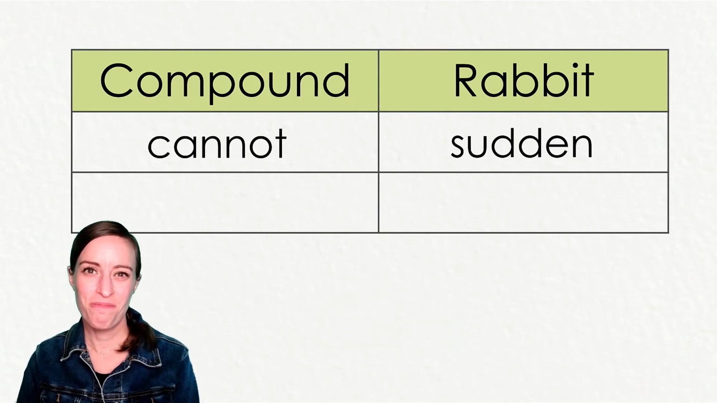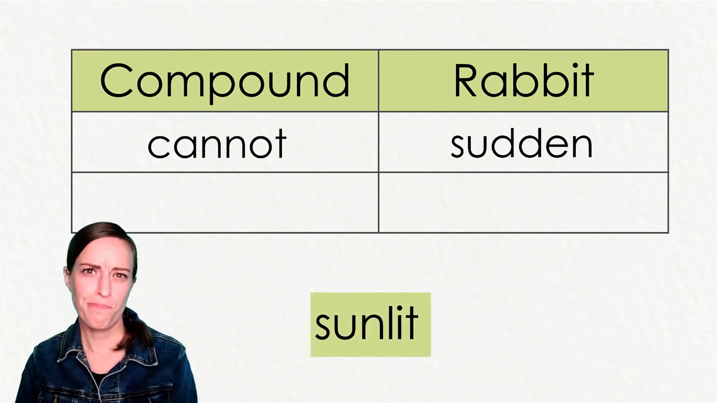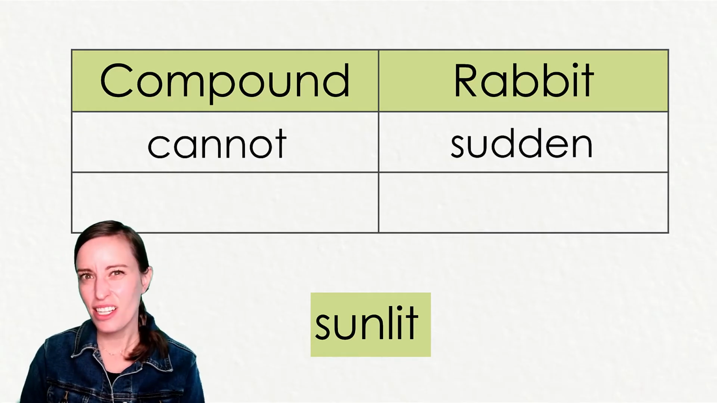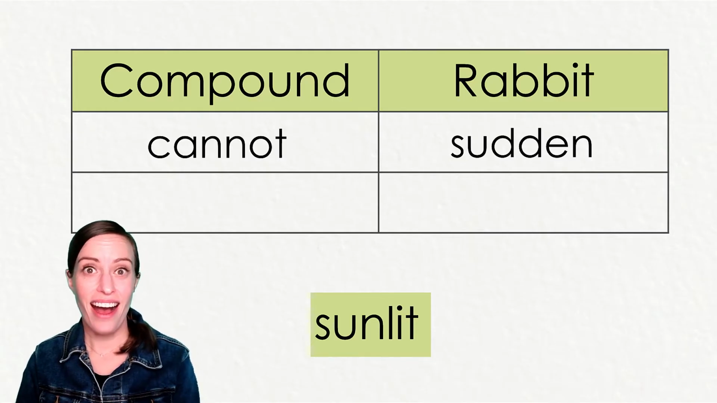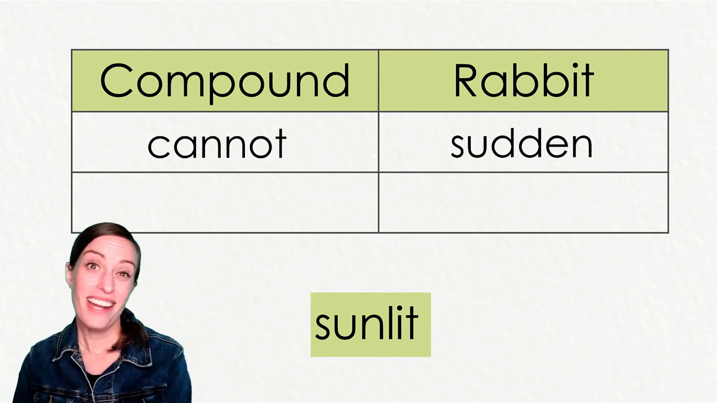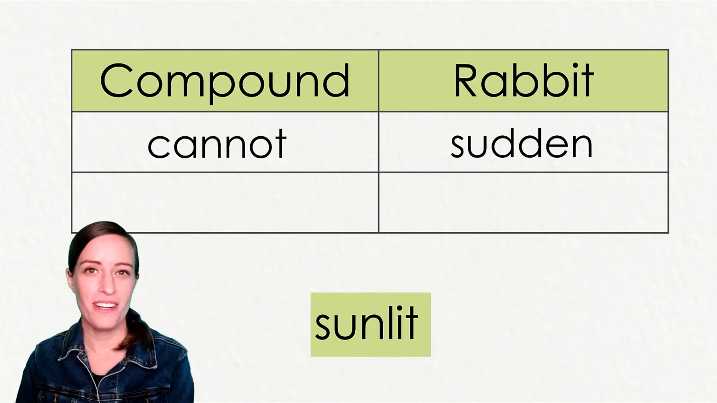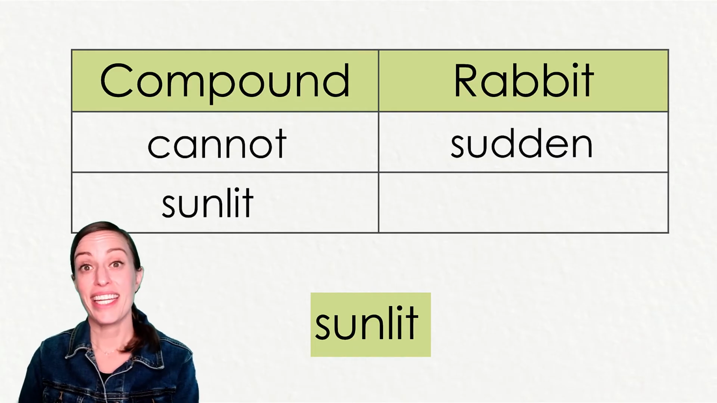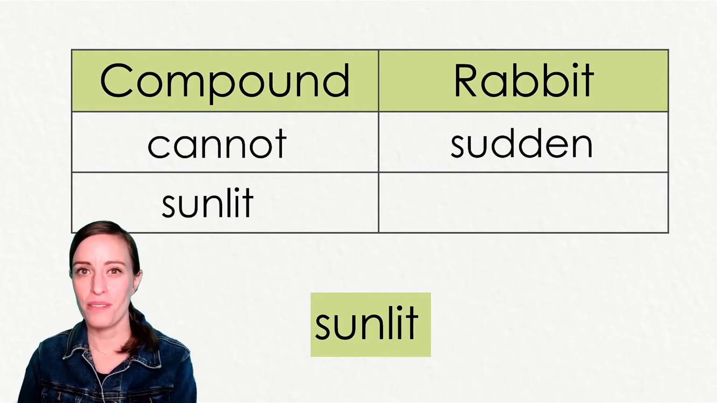Here's another word. Sunlit. Find the vowels. The U, which says uh, is closed in by the N. And then the I, which says ih, is closed in by the T. Is that a compound word or a rabbit word? Sunlit is a compound word because the syllables sun and lit are both words on their own.